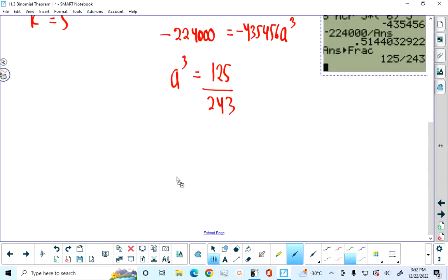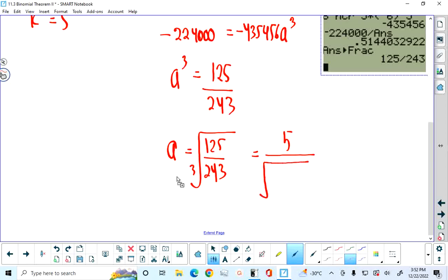Let me write this out. a will be the cube root of that. Unfortunately, even though 125 is a perfect cube of 5, 243 is not a perfect cube, I don't believe. So our answer is this, 5 over the cube root of 243. And that is the value of a in this final question.